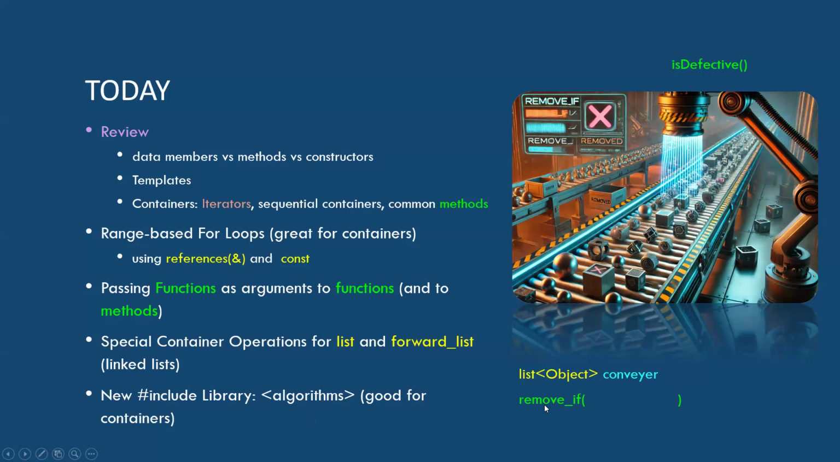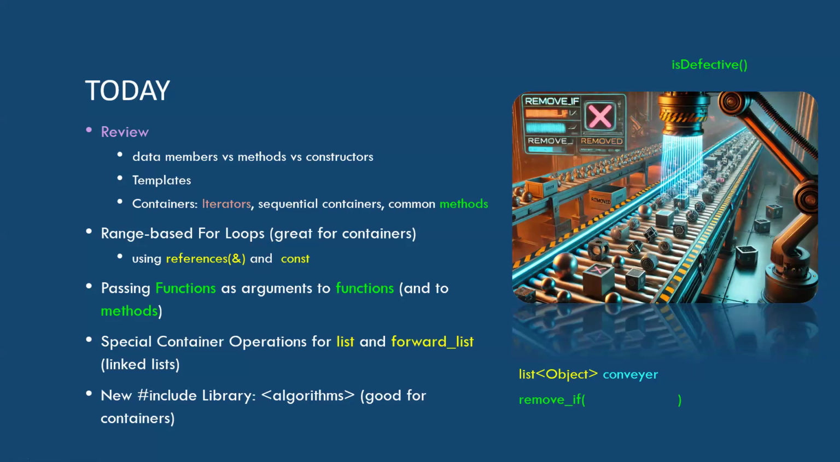library. We don't use it too often, but for example, if I had this idea of a conveyor belt, so think of a list object as a linked list of things. It's kind of like a conveyor belt. And I have this robot, and I want it to look at everything individually. And if something is defective, then the remove if function is going to take it off the conveyor belt.